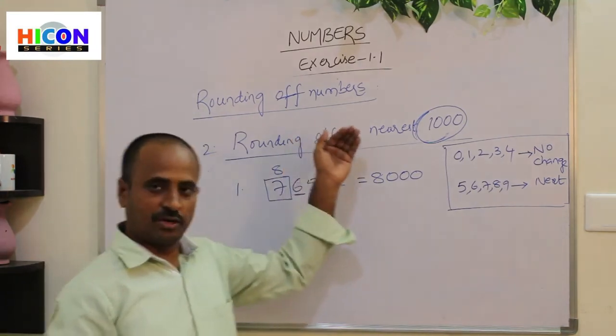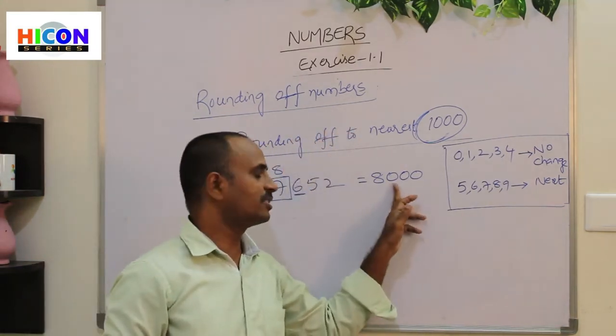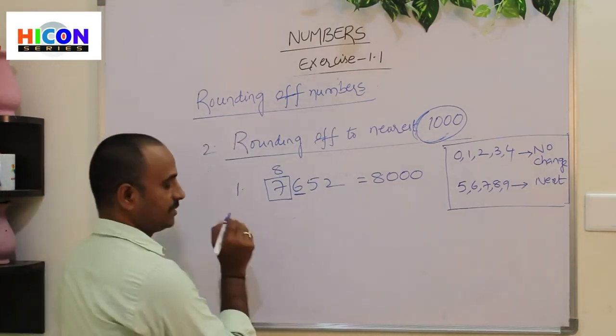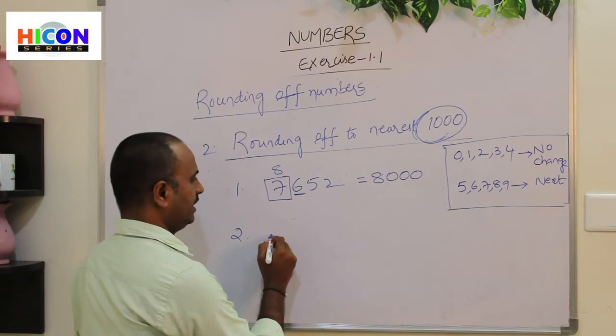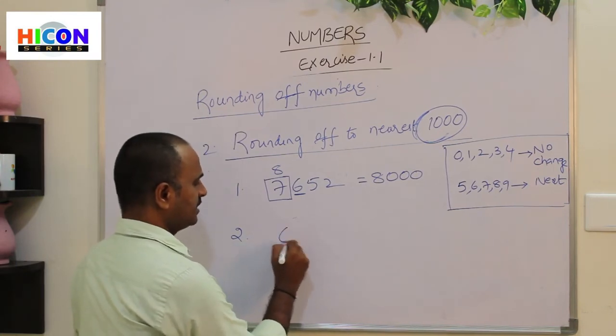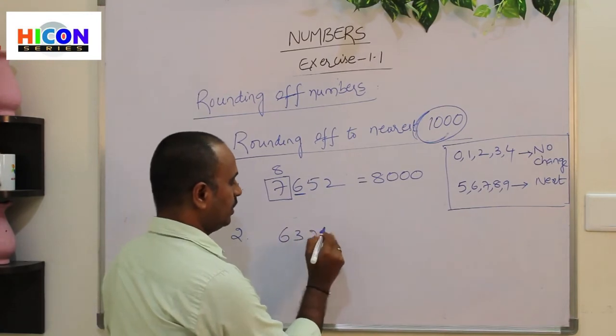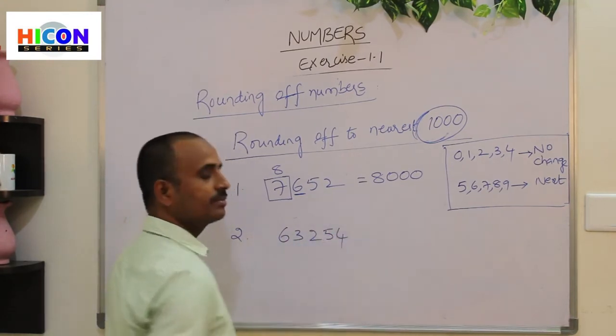So if any number is rounded off to thousands, the answer shall contain 3 zeros. Next, let us see one more example. That is 63,254.